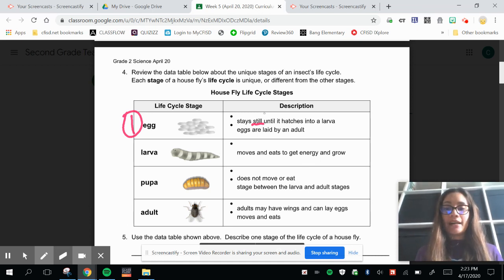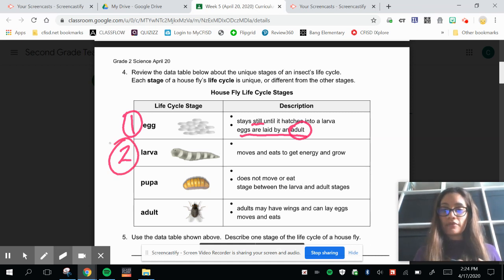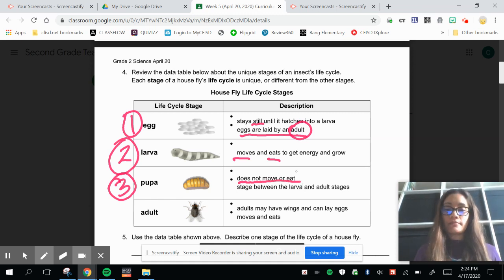Eggs are laid by the adults. That's important. Larvas don't lay eggs. Pupas don't lay eggs. Eggs don't lay eggs. Only the adult lays eggs. Stage number 2, the larva. Larvae, they move and they eat to get the energy to grow. Stage 3, the pupa. It does not move or eat.